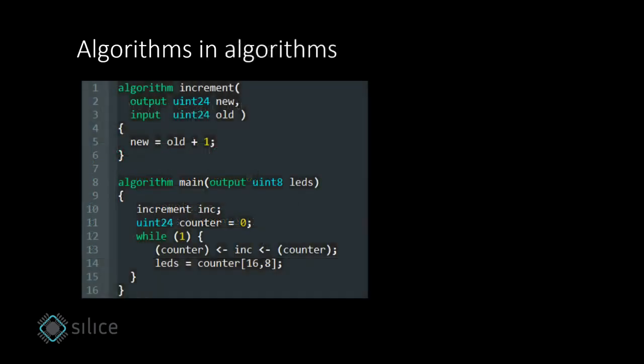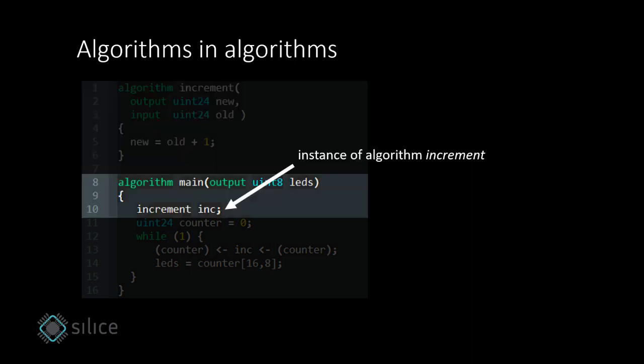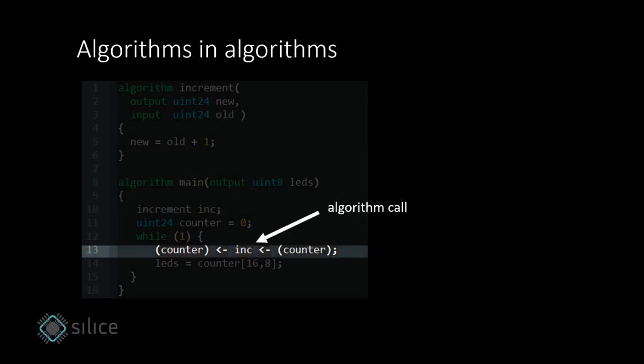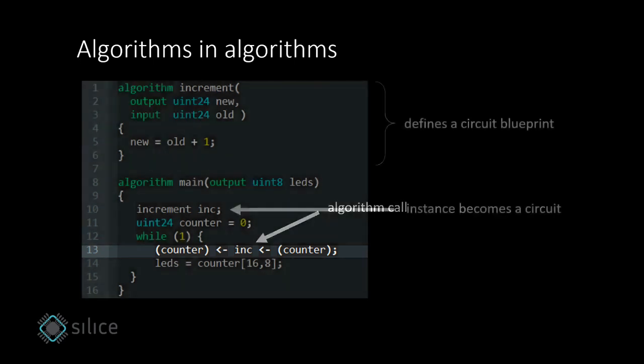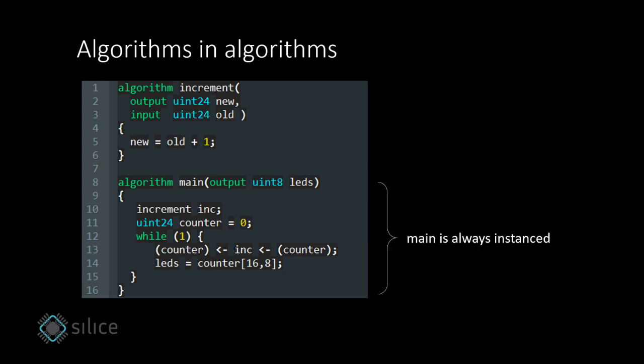We can also declare other algorithms. Here we define the increment algorithm. We then instantiate the algorithm in main. We can then call the algorithm with a list of inputs and outputs. This here is a synchronized call, which blocks until the called algorithm is done. So an algorithm declaration defines a blueprint that we then instantiate in other algorithms. Each instance becomes an independent circuit. Main does not need to be instanced. This is done automatically.